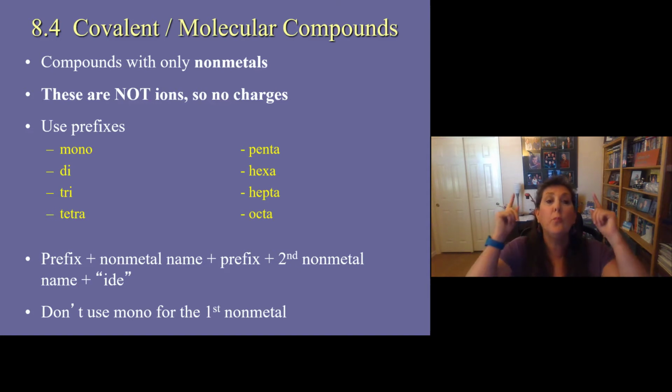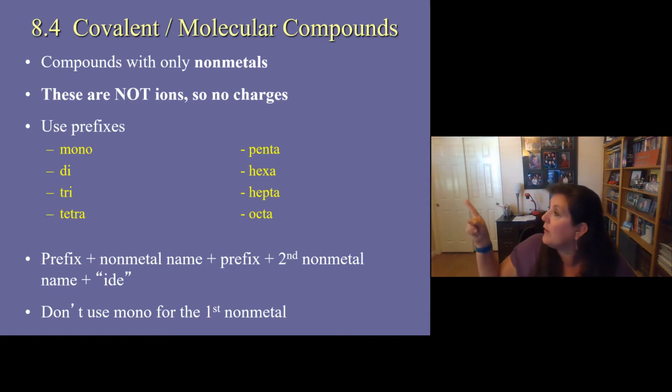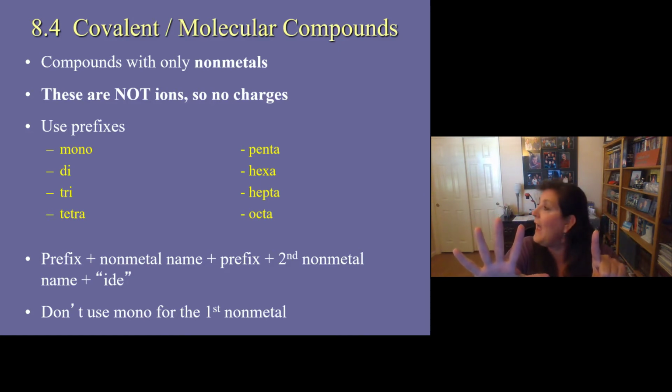Instead, we're going to use prefixes. So our prefixes are mono for 1, di for 2, tri for 3, tetra is 4, penta is 5, hexa is 6, hepta is 7, and octa is 8. Memorize those prefixes.